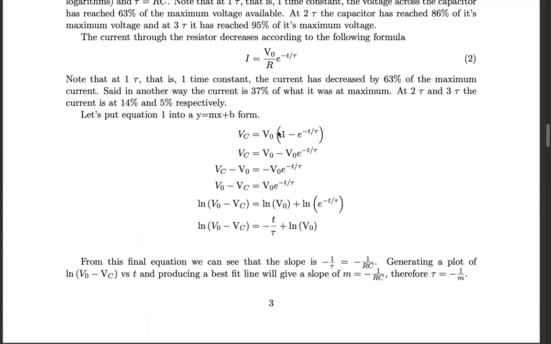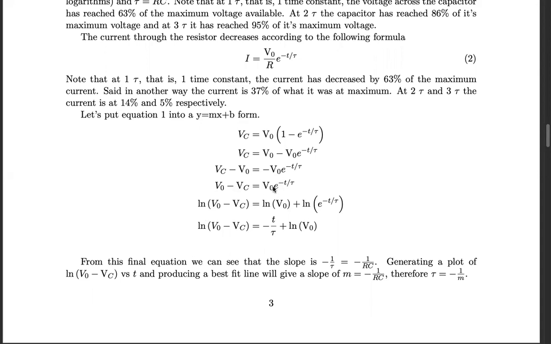So we just distribute the V0, so you get Vc equals V0 minus V0 e to the minus t over tau. Let's bring this V0 over to this side. Vc minus V0 equals minus V0 e to the minus t over tau. Now, all I'm going to do here is multiply both sides by -1, which reverses this to V0 minus Vc, and it takes the minus from this side of the equation. Now let's take the natural logarithm of them. Natural logarithm of this side, and we get the natural log.